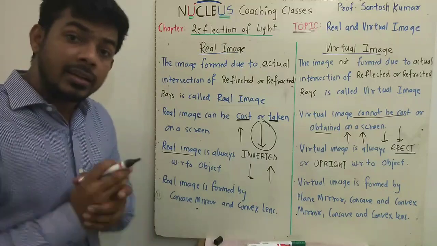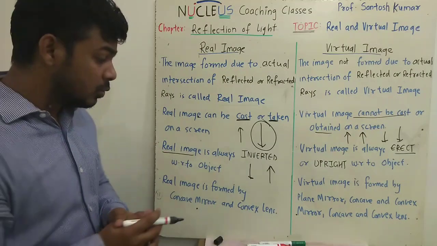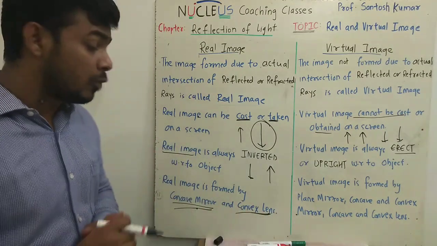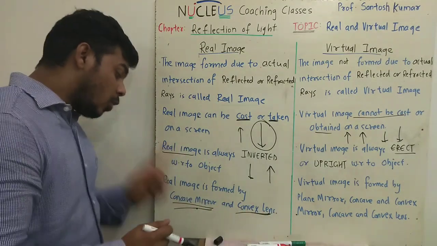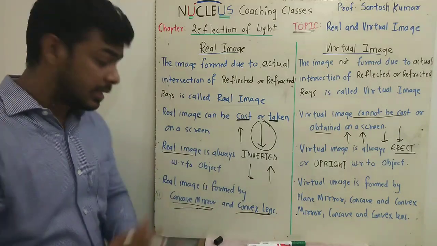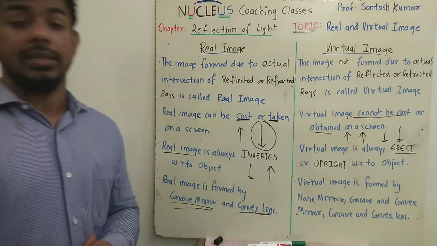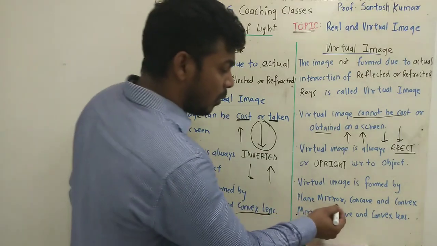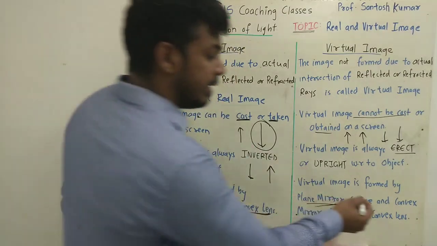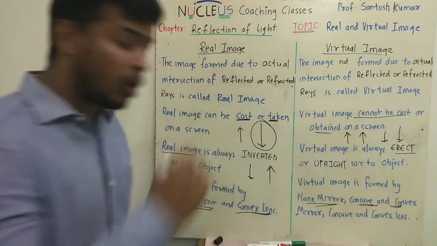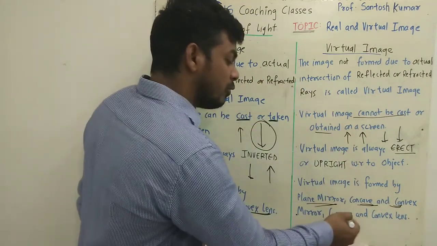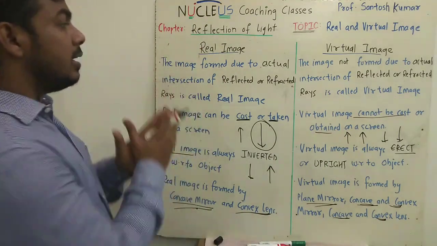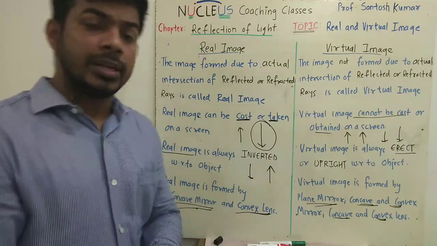To obtain a real image, what instruments can we use? We can use a concave mirror, or we can use a convex lens. Remember, only a concave mirror and a convex lens can form a real image. A virtual image can be formed by plane mirrors, by concave as well as convex mirrors, or by concave as well as convex lenses.